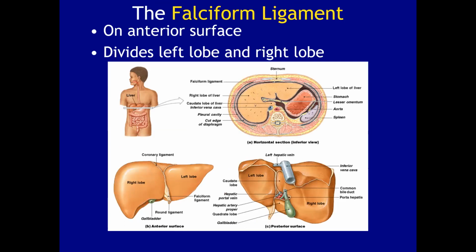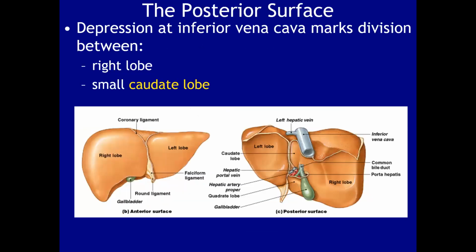The falciform ligament is found on the anterior surface, and it divides the right and the left lobe. Right? Here's your falciform ligament. On the posterior surface, again, note the small caudate lobe.